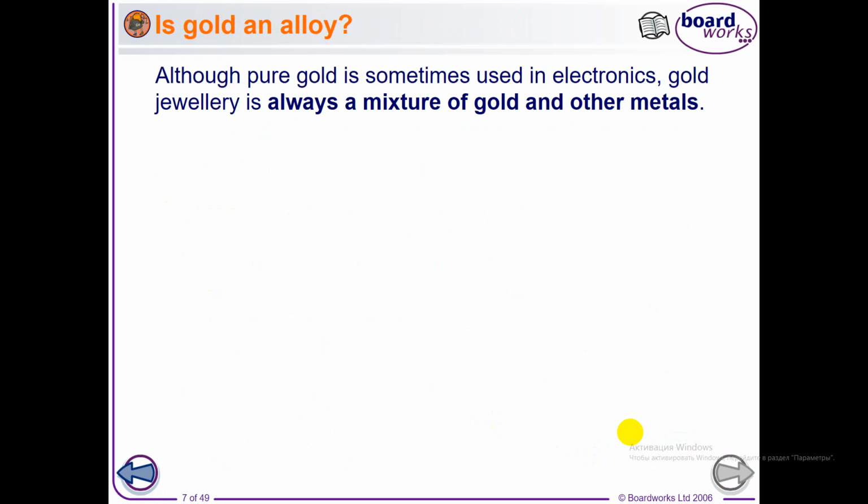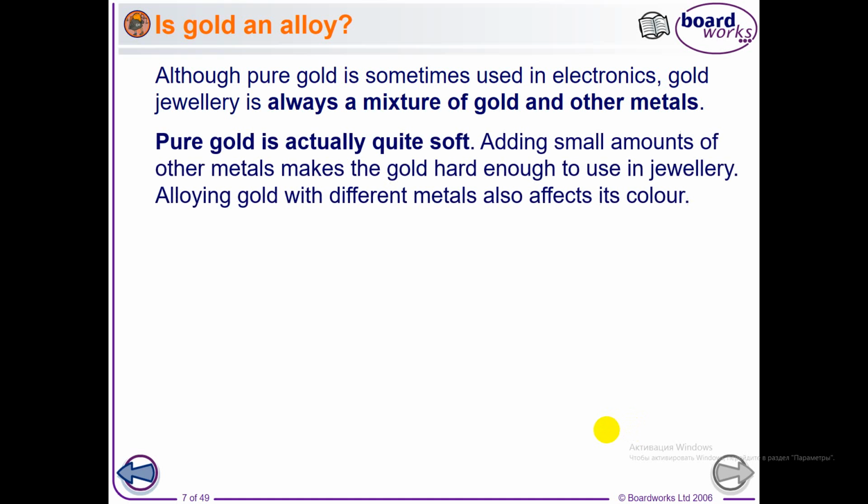Is gold an alloy? Pure gold is sometimes used in electronics. Gold jewelry is always a mixture of gold and other metals. Pure gold is actually quite soft. Adding small amounts of other metals makes the gold hard enough to use in jewelry. Alloying gold with different metals also affects its color.